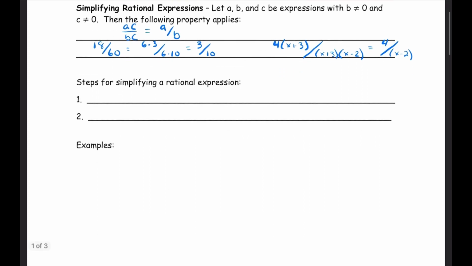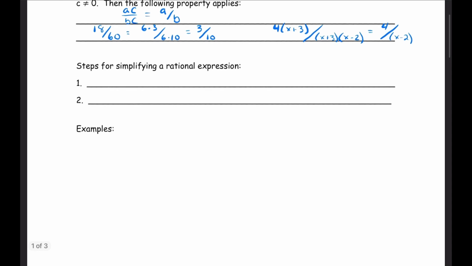Okay, so following these steps, step 1, you're going to factor the numerator and the denominator. Numerator, of course, is the top of the fraction. Denominator is, of course, the bottom. So factoring the top and bottom of our fraction. Then step 2, we're just going to cancel out any common factors.